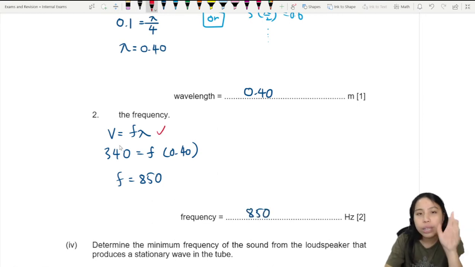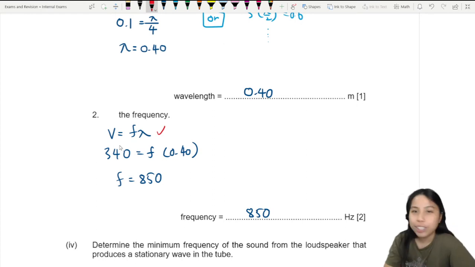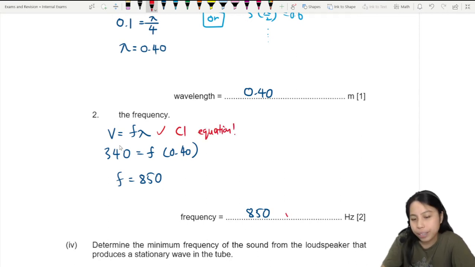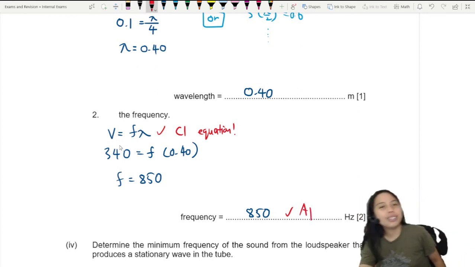Okay, so here usually you get 1 mark for your speed equation. So please remember this equation. This is for bonus marks. Then if you get the correct calculation to the end, that's your accuracy point.